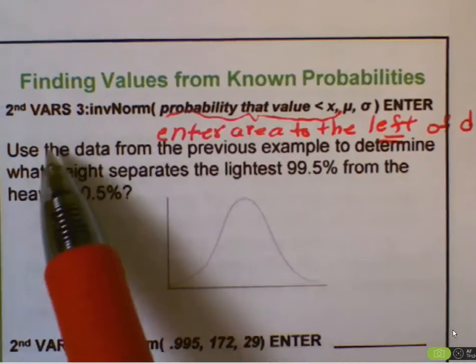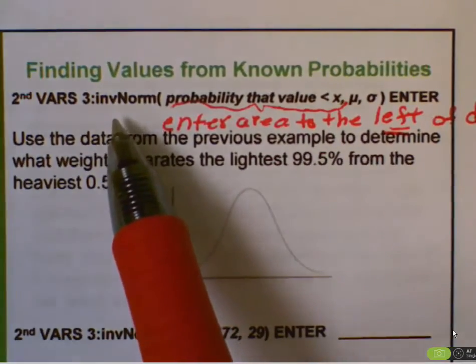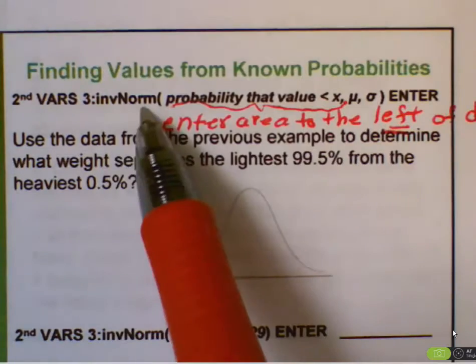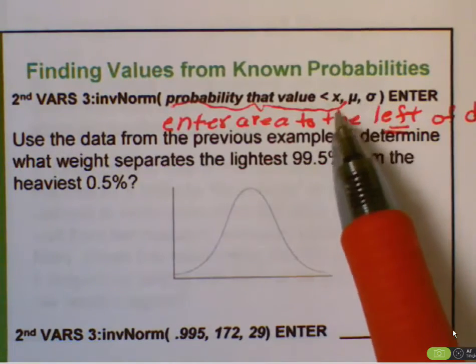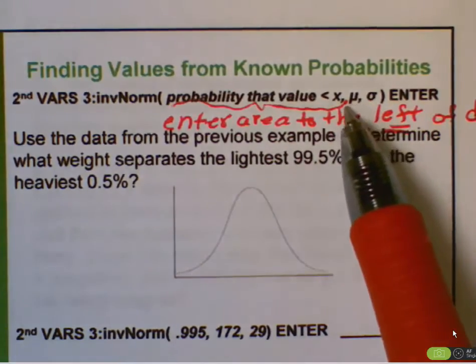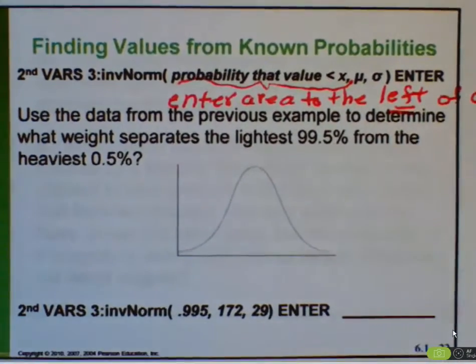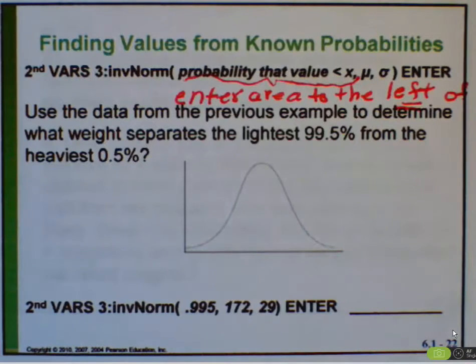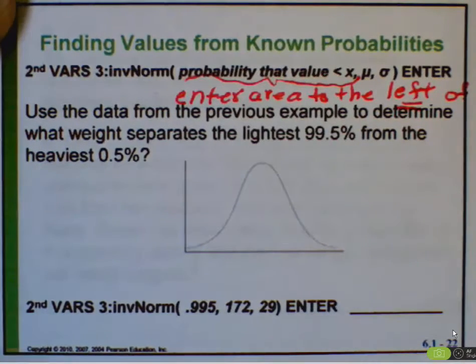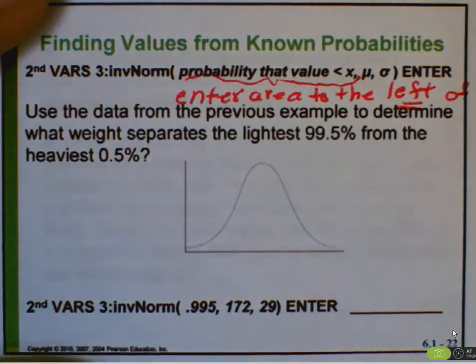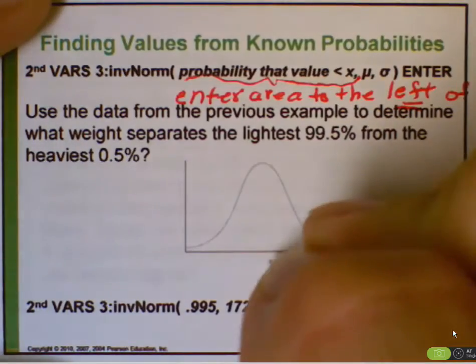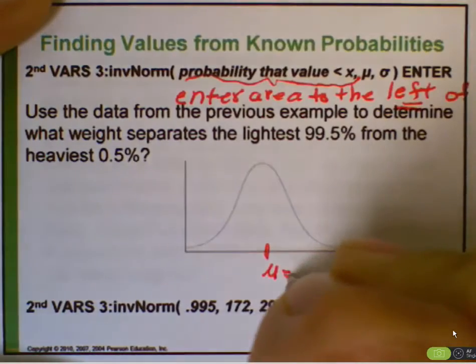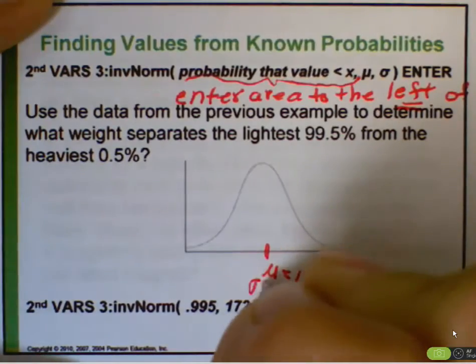Now, in 6.2, since we were dealing with the standard normal distribution, we used inverse norm and only entered one value. We closed the parentheses right here. But if we're not dealing with a standard normal distribution, we do have to enter the mean and the standard deviation. Use the data from the previous example to determine what weight separates the lightest 99.5% from the heaviest 0.5%. All right, draw your normal distribution where your mean is 172 and your standard deviation is 29.